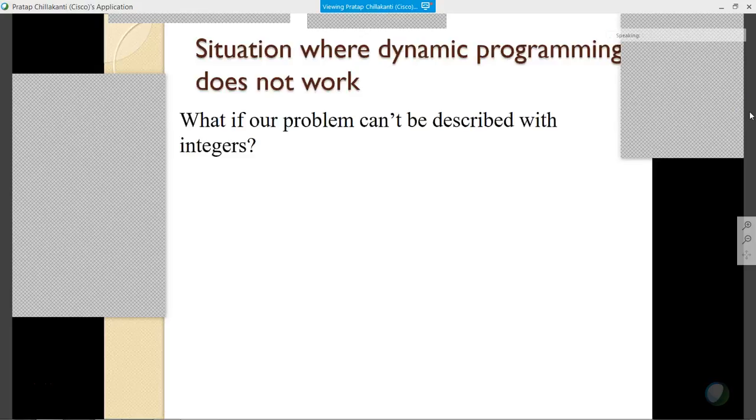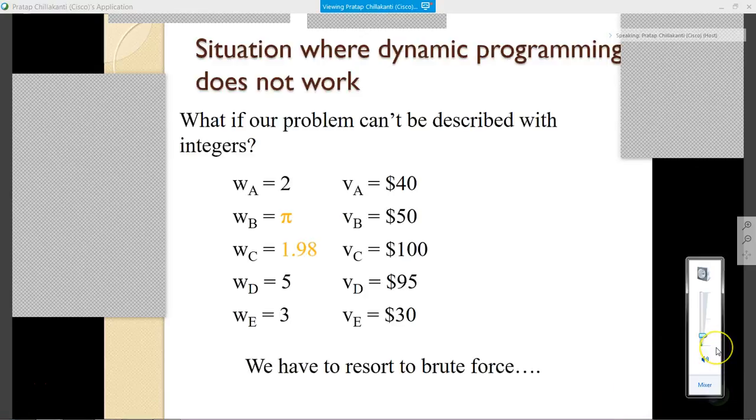Now, dynamic programming does not work when the problem cannot be described as integers. If it's fractional, then dynamic programming doesn't work. For example, here you see the items are A, B, C, D, E. Item weight is 2 units of something, right? Pi is not integral. Same thing, WC 1.98. Dynamic programming doesn't work there. So when it doesn't work, then we have to do the brute force, right?